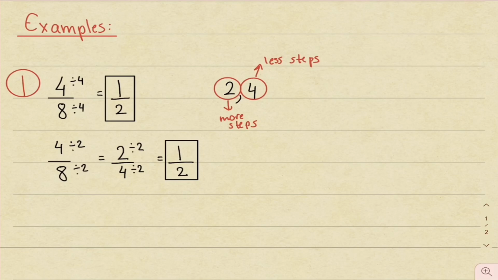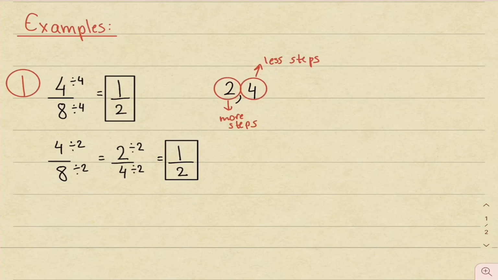So it doesn't matter if you chose 4 or 2, you're still going to get the same answer. It's just when you choose 4, you get the answer right away. And when you choose 2, you see that you did more steps. So they're both correct. So always try to choose the bigger number that divides into both the numerator and the denominator. So that way you don't have to do a lot of steps.